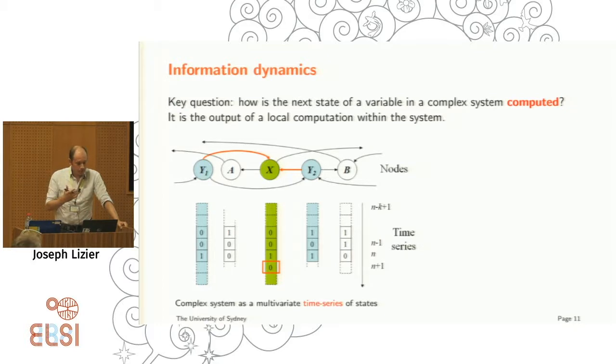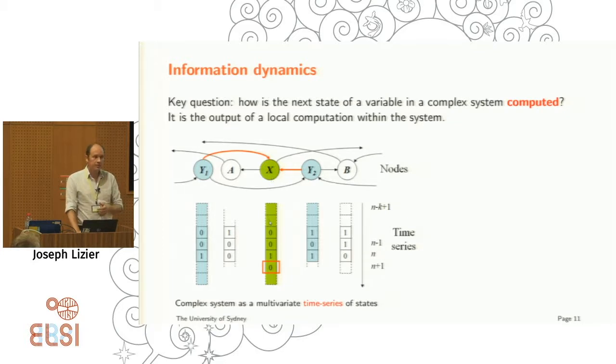So we use an approach that we call information dynamics, which is asking the question of how the next state of a variable in a complex system is computed. So we're looking here at complex systems that we can view as multivariate time series of states. You can't look at all complex systems in this way, but a very large number of them you can. So you could look at the individuals in a flock here. You could look at variables representing the heading and position of each individual in the flock.